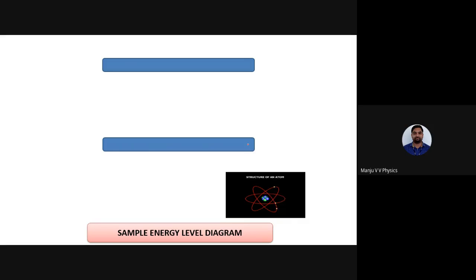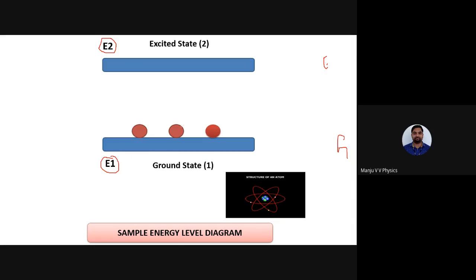There will be different states. Let us consider this is my ground state, and this is my excited state. From now onwards, I'll use 1 to represent the ground state and 2 to represent the excited state. Let me call the energy of the ground state E1 and the energy of the excited state E2. Let us consider that atoms or molecules occupy the ground state itself. So no atoms will stay in the excited state. Remember, no atom will stay in the excited state.